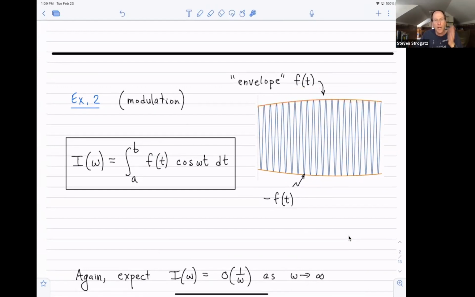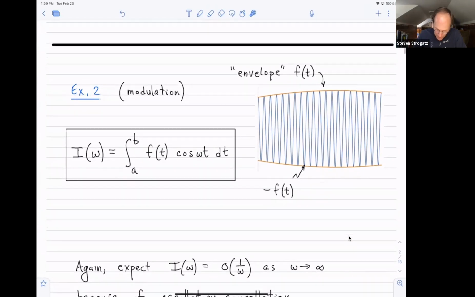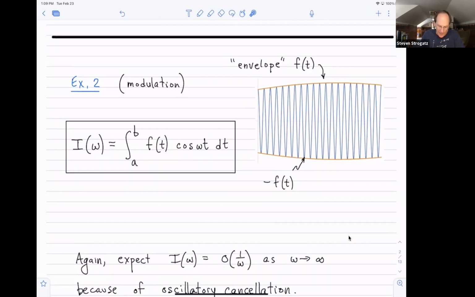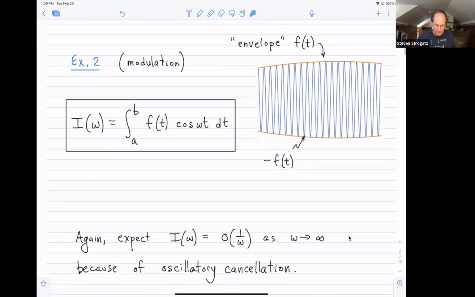That defines a changing amplitude that changes slowly in time, slow compared to the oscillation frequency. And so if I have some integral that looks like this, with the f of t multiplying a cosine omega t, that kind of thing is also going to have the same asymptotic behavior as omega goes to infinity. You would again expect the integral to decrease like 1 over omega for omega tending to infinity for the same reason, because you get a lot of oscillatory cancellation.